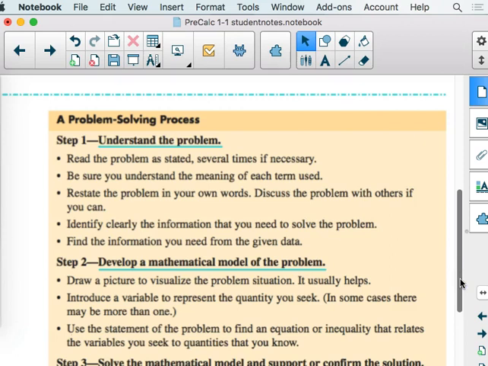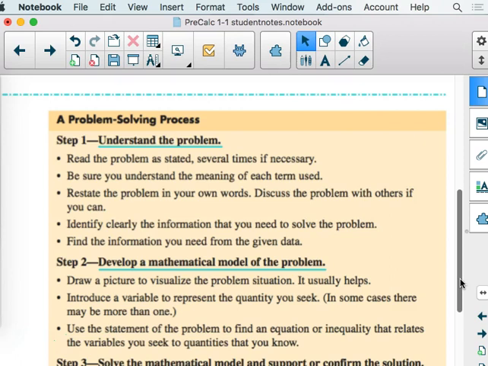Well, they're trying to help us out here with some tactics that we can use to understand the problem. Read the problem as stated several times if necessary. Find a starting place. What grabs you? Be sure you understand the meaning of each term used, because often that will mess up labels and things if you don't understand what it is you're looking for.